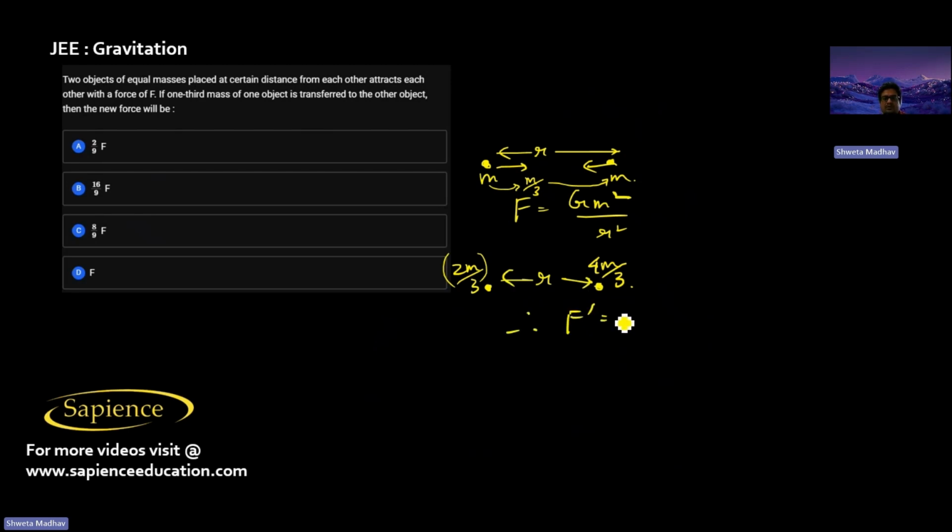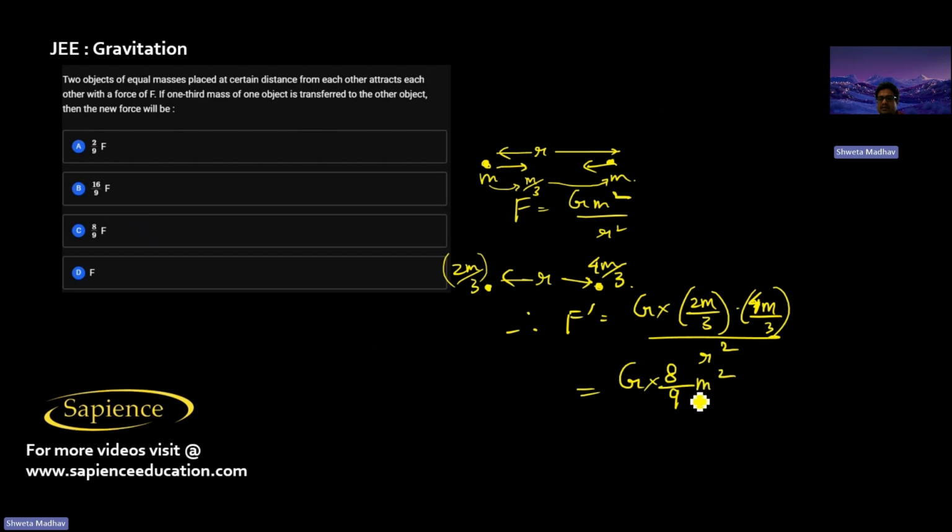So therefore, the new force will be equal to G into 2m by 3 into 4m by 3 by R square. So this will be equal to G into 8 by 9 m square by R square. This will be equal to 8 by 9 into G m square by R square. So it should be equal to 8 by 9 times F. So option C is the correct answer.